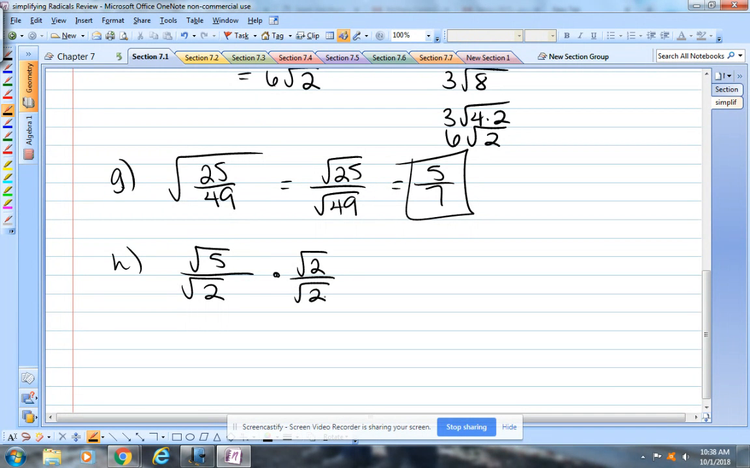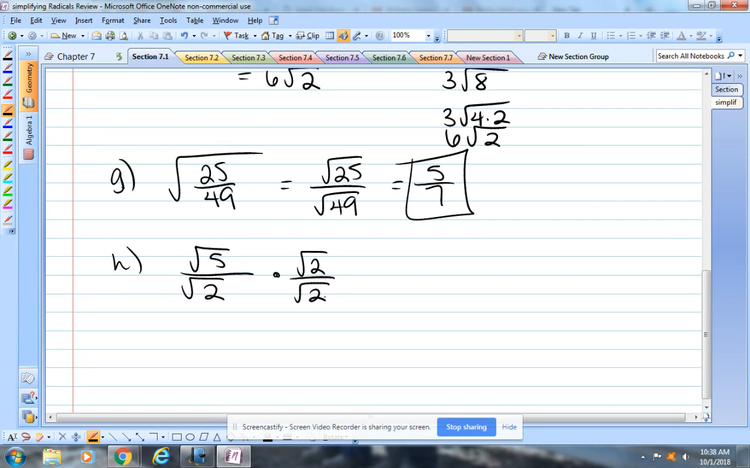What does anything divided by itself equal? 1. So this is the same thing as multiplying that fraction times 1. It just looks different. Okay? So mathematically, we're not really changing the value of it. We're just changing the way it looks.